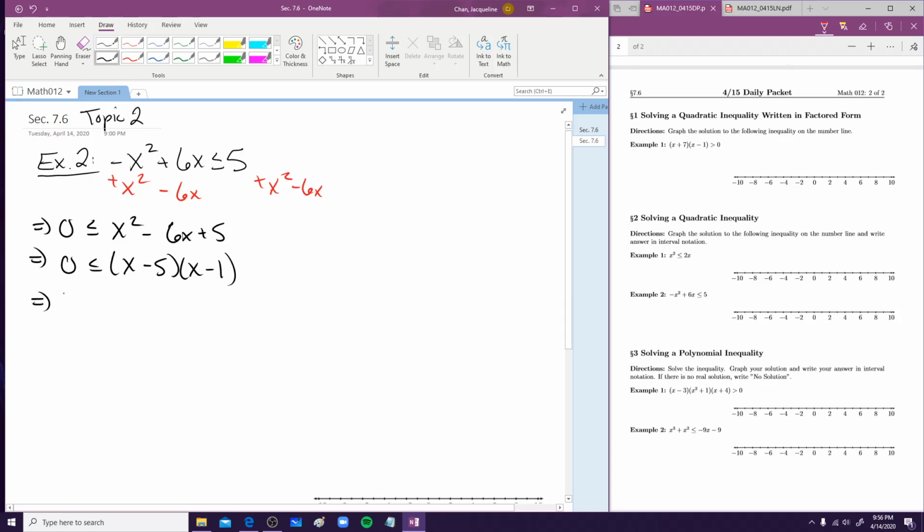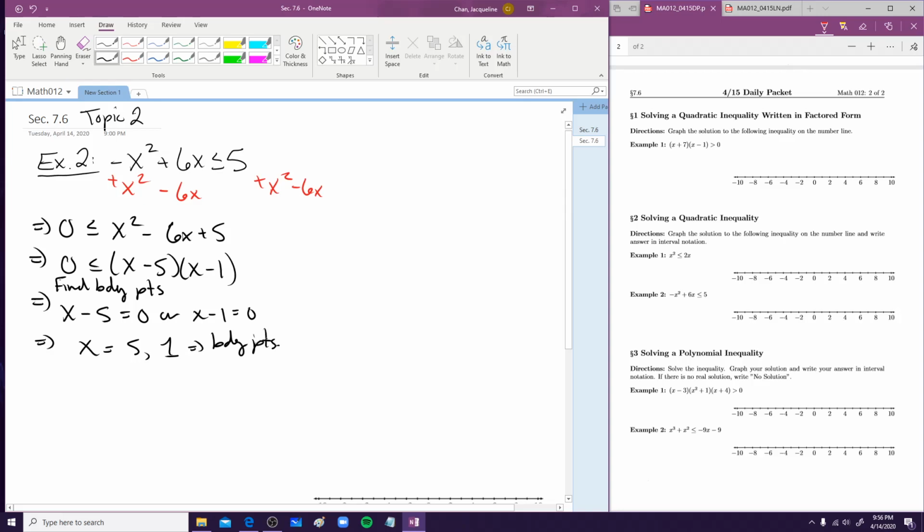Now we're going to find boundary points. Okay, when I do that, I'm going to use the zero product property. So we have x minus 5 is equal to 0, or x minus 1 is equal to 0. When we do that, we get x is equal to 5 and 1. Okay, and these are the boundary points.